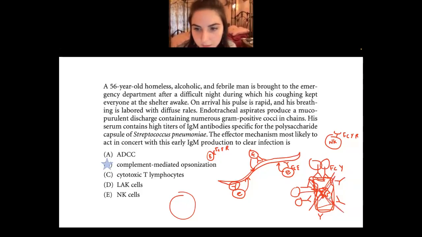We're destroying this cell. So basically they wanted to know what happens after you release IgM. I still think this is worded weirdly. If this just said complement activation, I think that would have been a lot better. But I think what they're trying to get at is that early IgM production is still beneficial because you're going to get opsonization out of it because of complement. IgM itself is not an opsonizer, but after you go through the complement pathway, you're going to get opsonization with C3b.